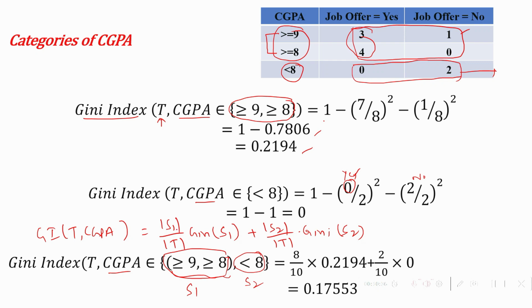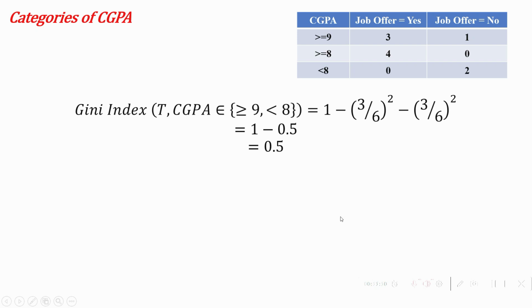|S1| is nothing but the number of elements in the first subset, that is equal to 8. 8 by the total number of elements in the entire data set, equal to 10. So 8 by 10 into the Gini index of subset 1. We already found that value, 0.2194, plus the total number of elements in subset 2, that is 2 by 10, into the Gini index of subset 2, that is equal to 0. If you compute all the things, we get 0.17553.